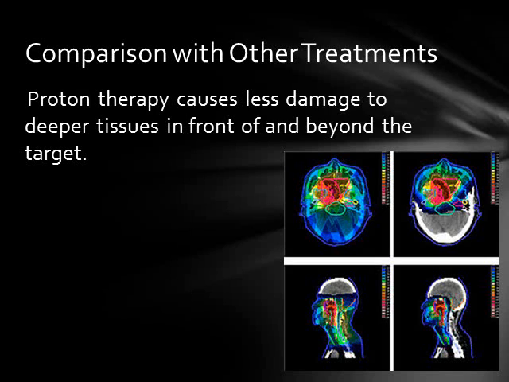Since X-ray treatments are usually done with multiple exposures from opposite sides, each section of skin is exposed to both entering and exiting X-rays. In proton therapy, skin exposure at the entrance point is higher, but tissues on the opposite side of the body to the tumor receive no radiation. Thus, X-ray therapy causes slightly less damage to the skin and surface tissues, and proton therapy causes less damage to deeper tissues in front and beyond the target.